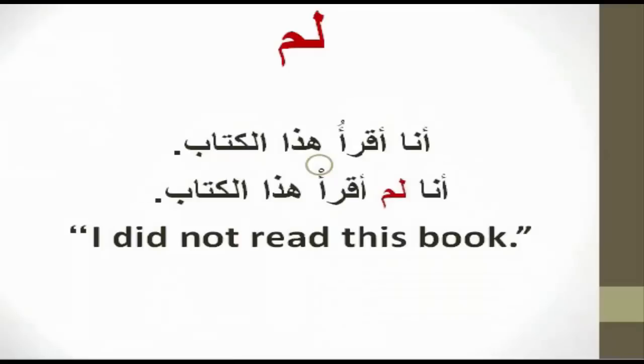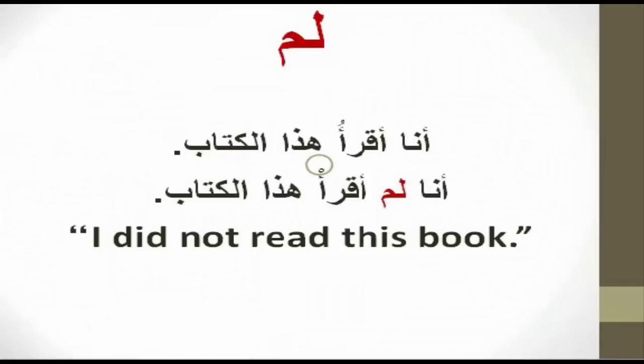I'm going to say it again. With lam, remember that lam is used to negate past tense verbs and it should be followed by the present form of the verb. And the other change you have to make is that usually the present tense verb has dhamma on the last letter, while if you add lam, you have to change dhamma into sukun. Like here, أقرأ is the present verb, with lam, لم أقرأ. أنا لم أقرأ هذا الكتاب.